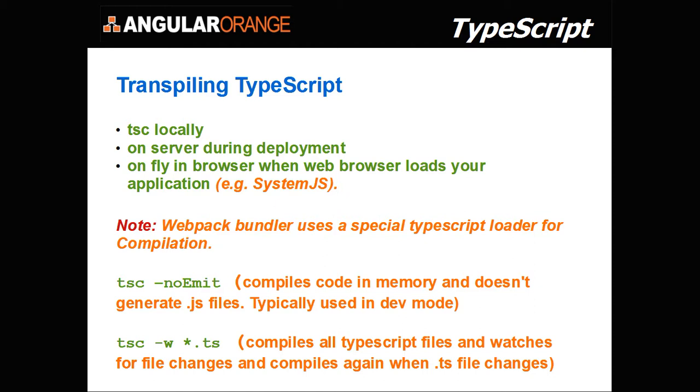Okay, so transpiling TypeScript. It can be done locally. It could be done on the server during deployment, or on the fly in the browser when the browser loads your application. And so I originally started doing Angular 2 with System.js. The loader was doing it on the fly, and I was perfectly fine with that. I mean, in the future, in a couple of months, I'm hoping I could point to a common directory network and not have to worry about a lot of things and make it all work.